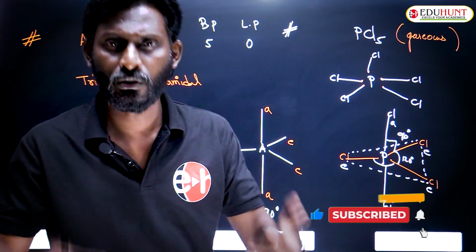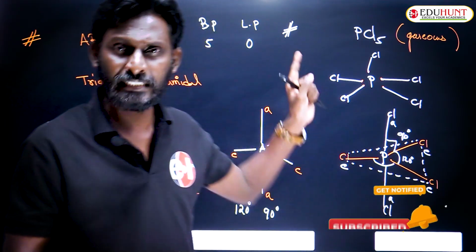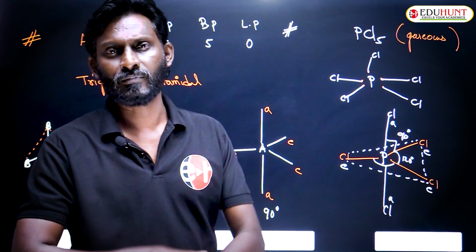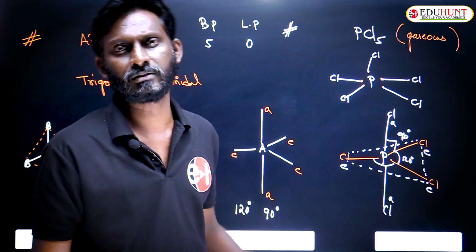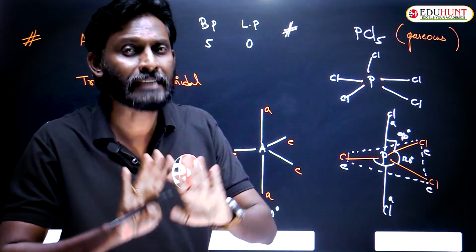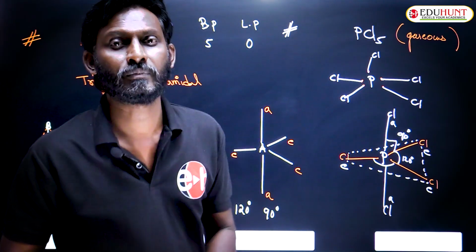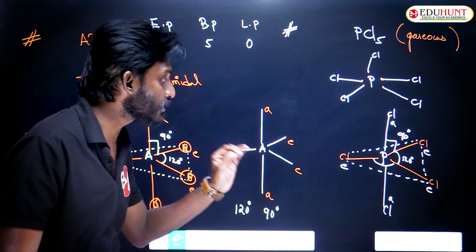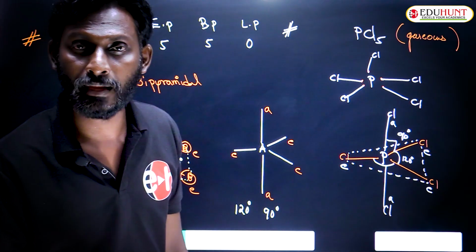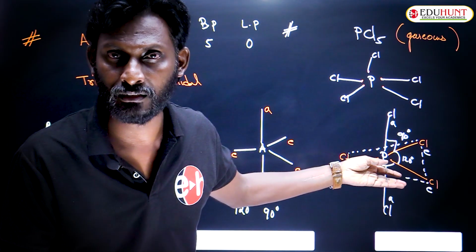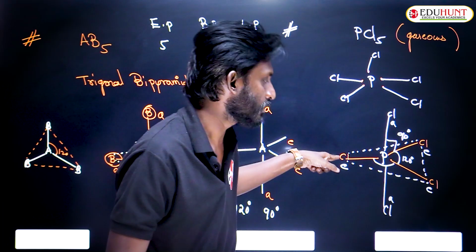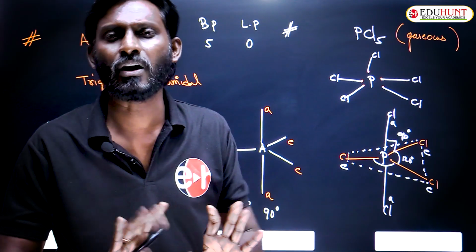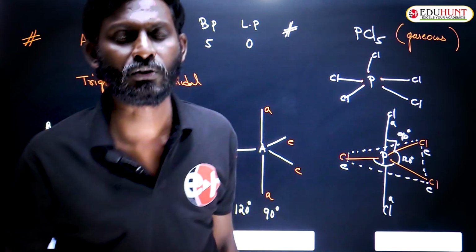But now what? See, in this PCl5 example, it doesn't make any difference if there are two types of corners, two types of bond angles. It doesn't make any difference because all the atoms are chlorine only. Whether it is an equatorial position or an axial position, it doesn't make any difference to us because all the positions are occupied by chlorine only.